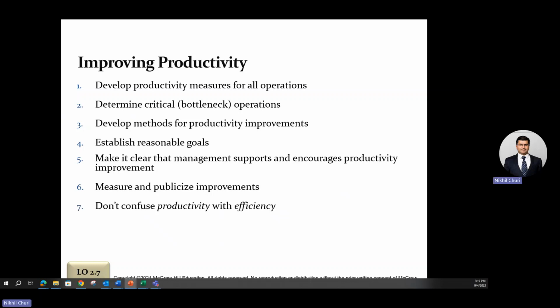Oftentimes, productivity and efficiency are confused, so do not confuse these two definitions, that is, productivity and efficiency. You can try to make a small part of your process very efficient, but that might have an adverse effect on your productivity. So do not confuse these two terms.